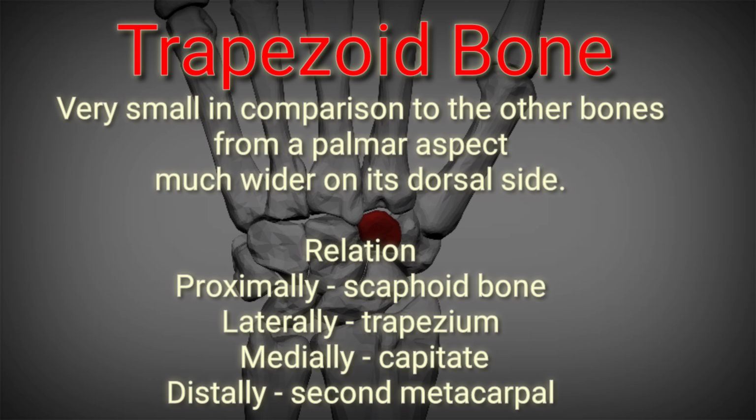Trapezoid bone. The trapezoid bone may look very small in comparison to other bones from the palmar aspect. However, it is much wider on its dorsal side. Relation: proximally scaphoid bone, laterally trapezium, medially capitate, distally second metacarpal.